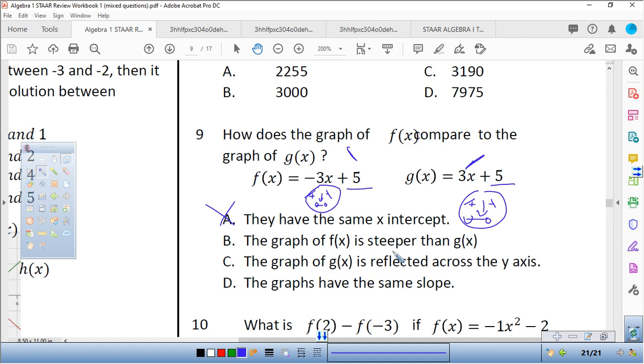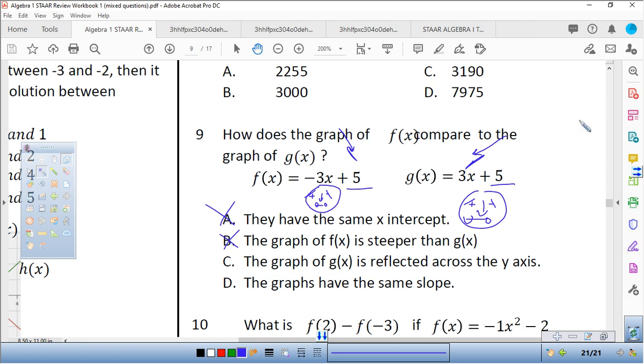The graph f of x is steeper than g of x. No, but yes. No, they're not. Same steepness. How about that? Because you're coming down a mountain that has a slope of 3, and this one has a slope of 3, but in the negative direction, you're still coming the same speedish. The graph g of x is reflected across the y-axis.